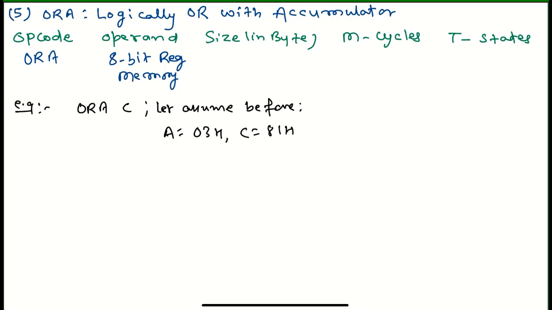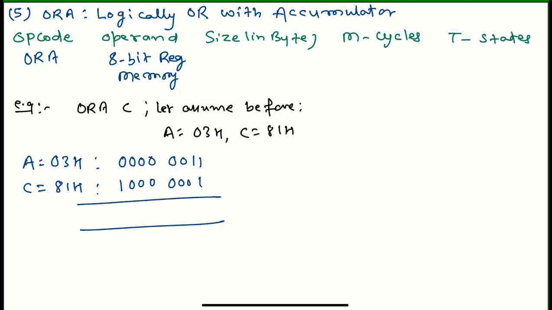So now how will the operation be performed here? This A is having 03H and this C register is having 81H. Their binary pattern will be: for 0 it will be 4 times 0, for 3 it will be 0011, and for 81 we can write 1000, and for this 1 we can write 0001.